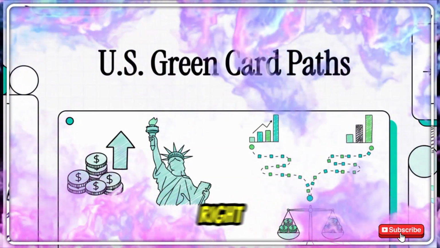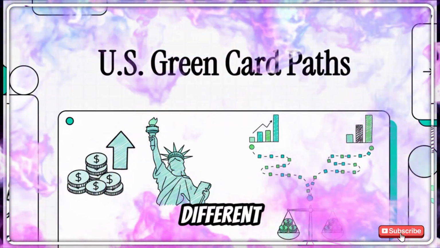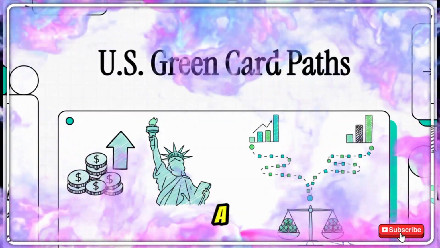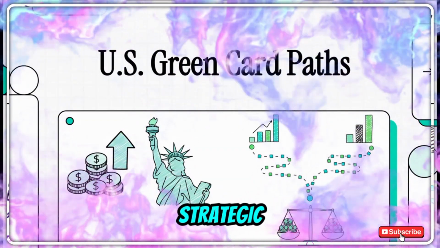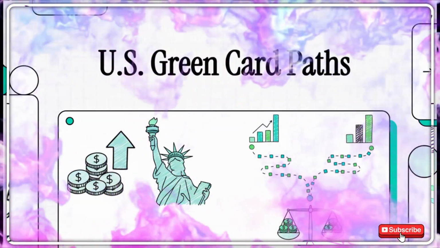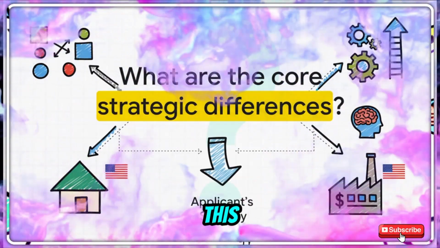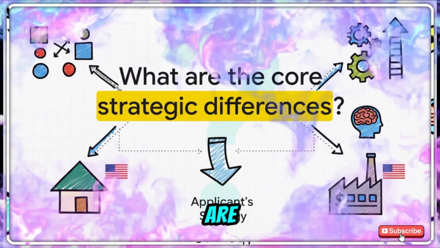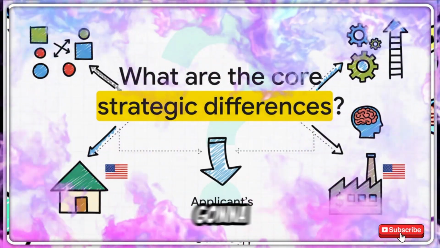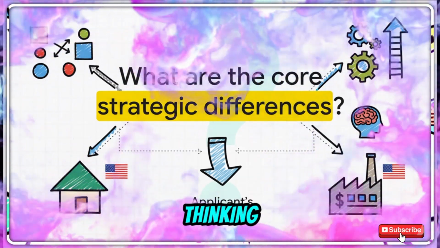All right, let's get right into it. Today, we're doing a deep dive comparison of two very different capital-based routes to a U.S. green card. This isn't just a surface level overview. Think of it as a strategic breakdown for anyone making this incredibly important decision. So, what's the real question we're trying to answer here? It's this. When you strip it all down, what are the fundamental, strategic differences between these two paths? We're going to go way beyond the basics to really understand how these differences should shape your thinking.